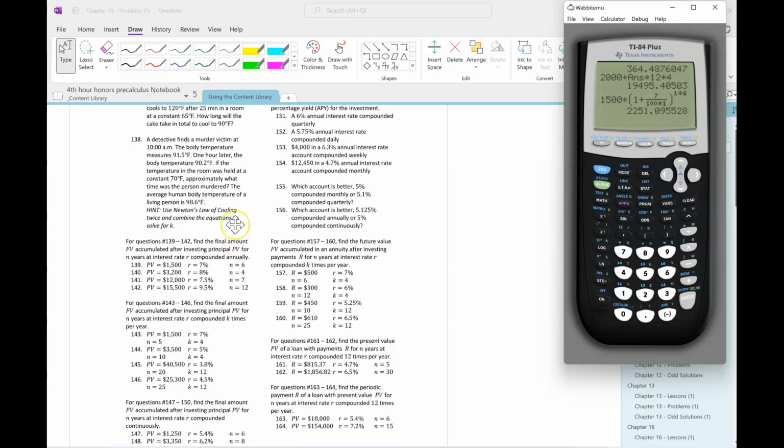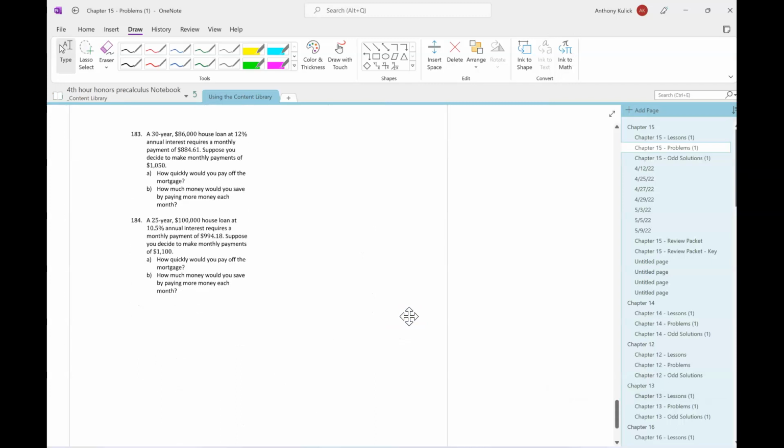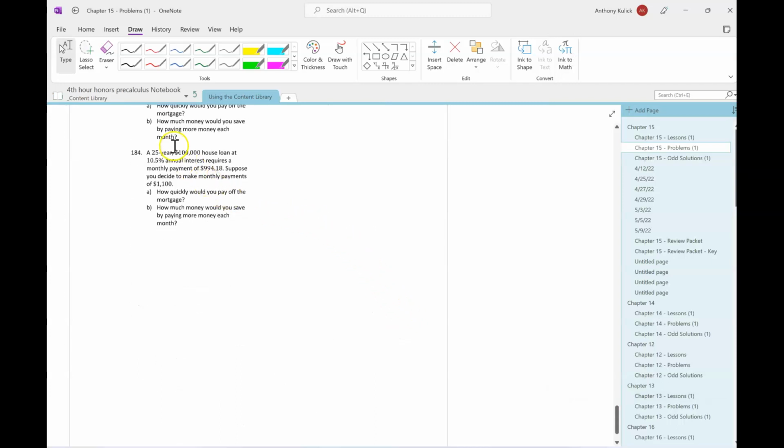Mia. Could you please do 184? 184, is that the last one? Sure. A 25-year, $100,000 house loan at 10.5 annual interest requires a monthly payment of $994.18. Suppose you decide to make payments of $1,100. How quickly would you pay off the mortgage?